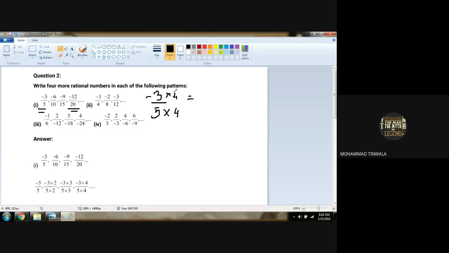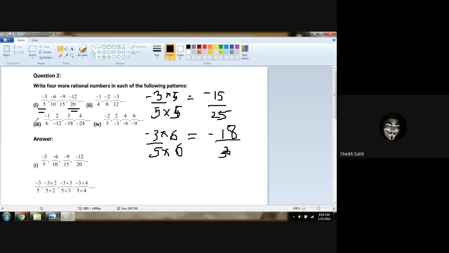Now we have to find the remaining 4, so we will multiply by 5, and go up to 8: 5, 6, 7, 8. So what will come here? Minus 15 upon 25. Minus 3 upon 5 multiplied by 6, 30, minus 18 upon 30. Are you getting what we are doing here? Yes. In the same way, we have to do it for all the sums. Is that clear? Yes. Does anybody have any doubt now?